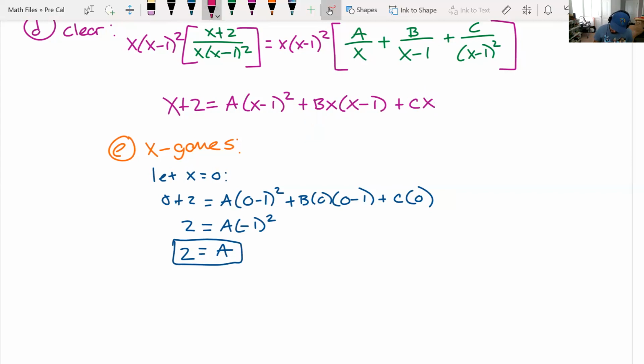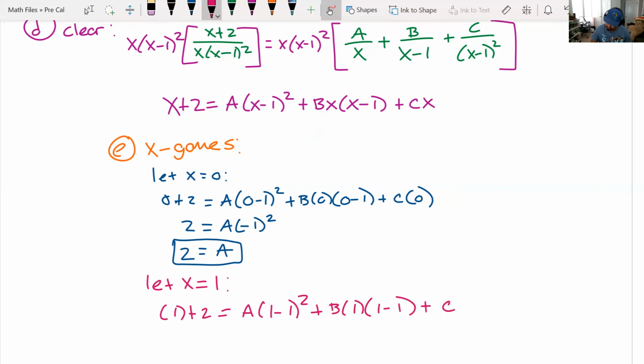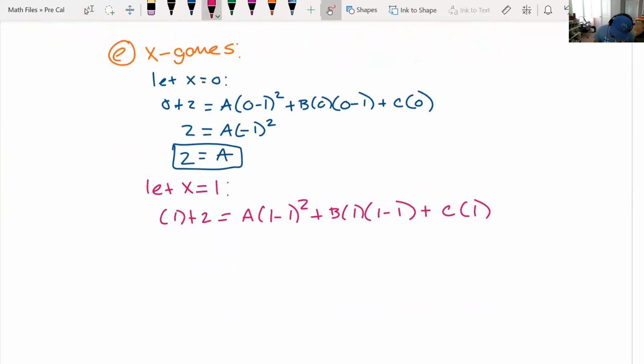Okay, so let's do that. So let X equal 1. And then you get 1 plus 2 equal to A times 1 minus 1 squared plus B times 1 minus 1 plus C times 1. Okay. Put it all together. And on the left side, you get 3. Over here, this becomes 0, that becomes 0. And we are just left with C. All right, we now have A, we now have C. Now all we have to do is solve for B.